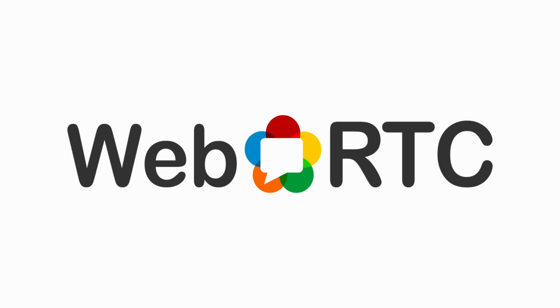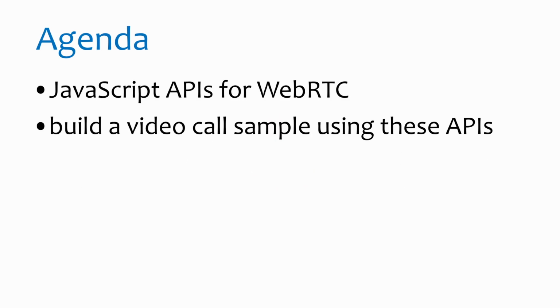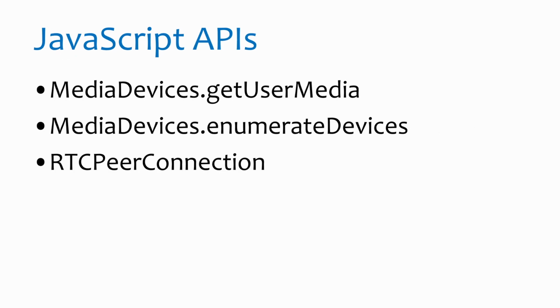Today we continue the topic of WebRTC. We'll talk about some important JavaScript APIs and how to build a simple demo using all these APIs. With that said, let's get started. Personally, getUserMedia, enumerateDevices, and RTCPeerConnection are the three most important APIs if I want to build a one-on-one video demo.